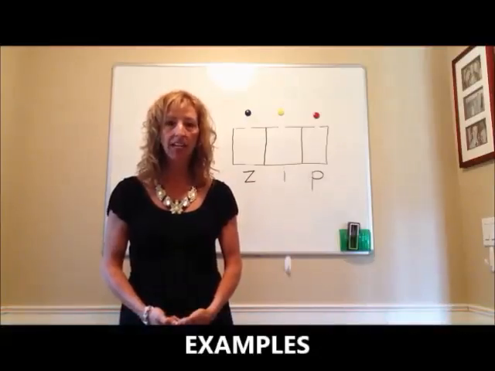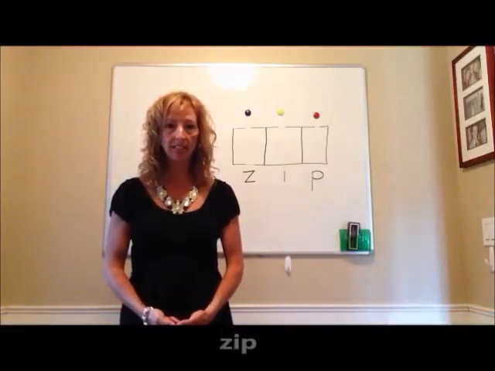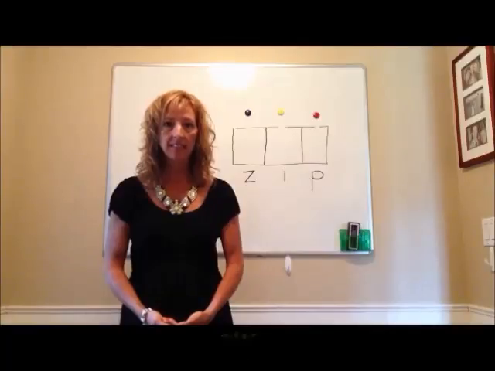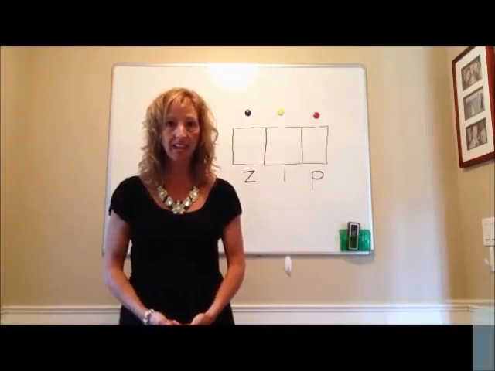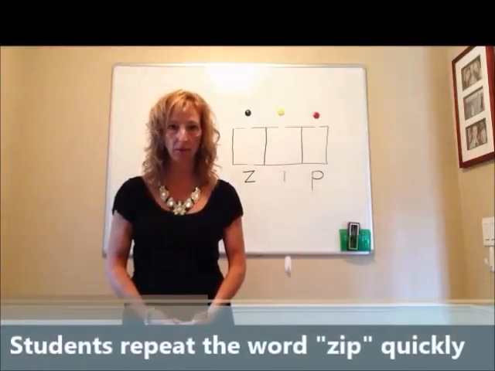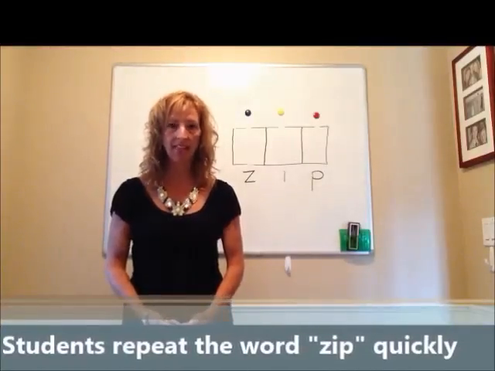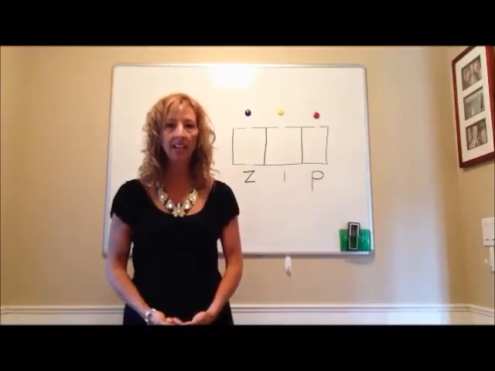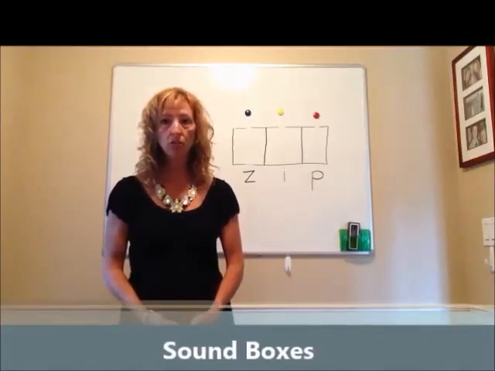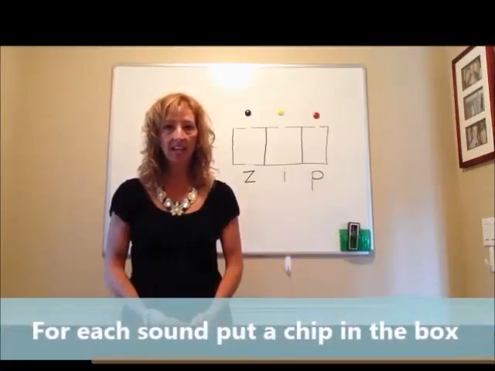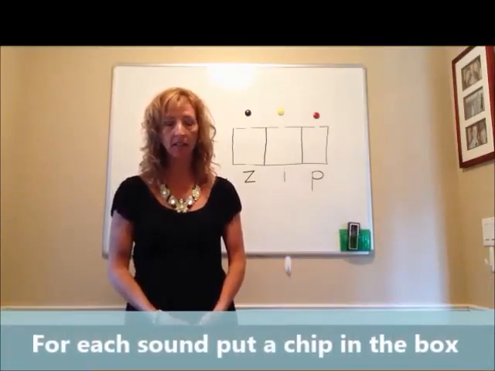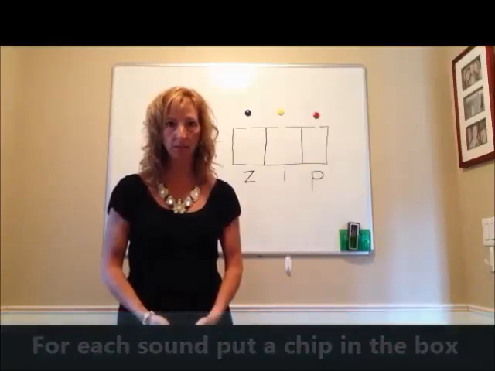For example, in the word zip, you will say z-i-p, and then have students say the word that you have just separated. Students will say that word is zip. In the second part of the routine, students will use sound boxes. So for each sound that they say, they will put a chip in the box. We'll continue to use the example zip.